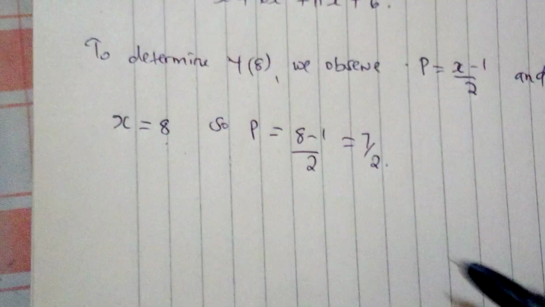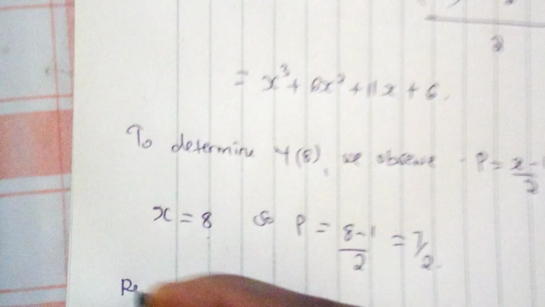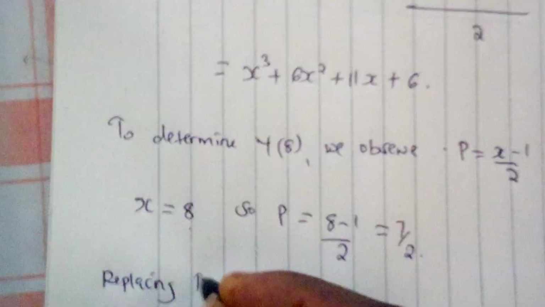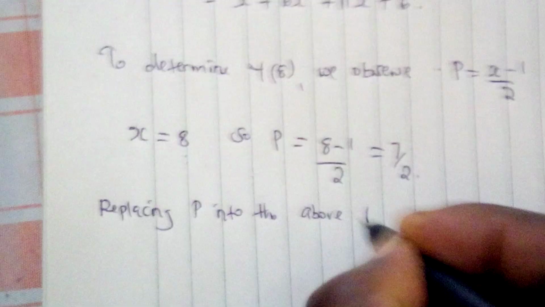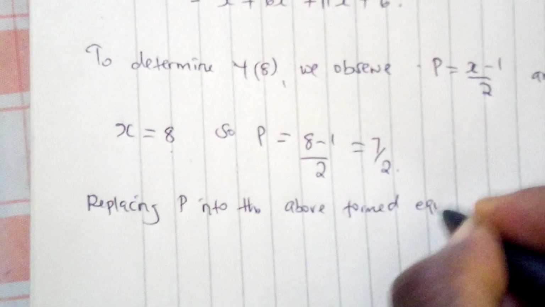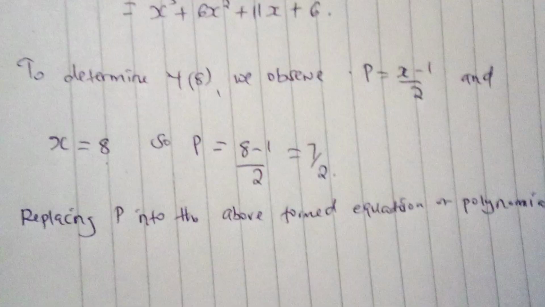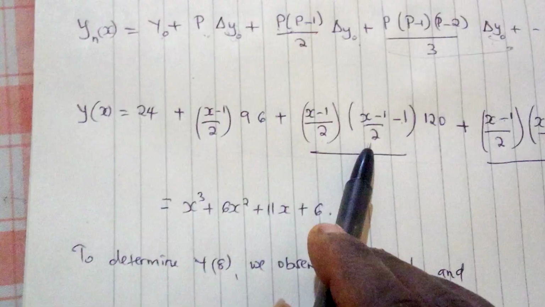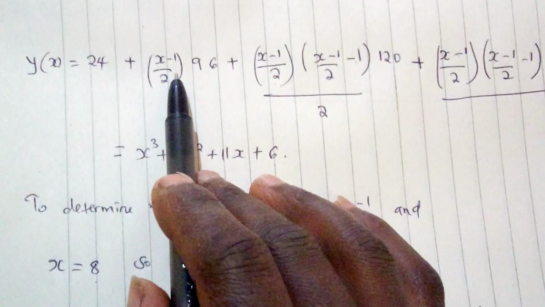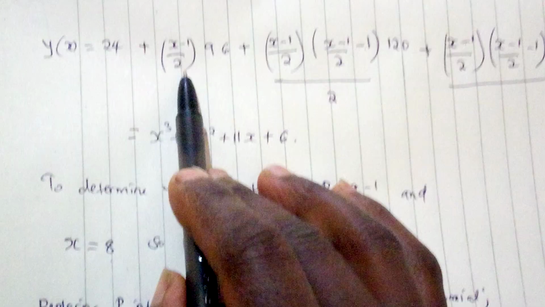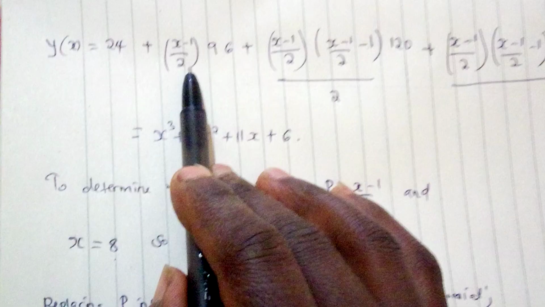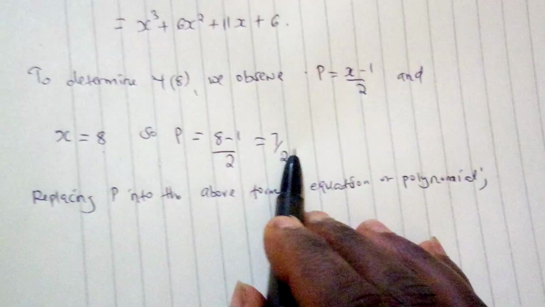So this will be the value of p. In what we formed here, we are going to replace it with 7 over 2. So replacing p into the above formed equation or polynomial. This is the polynomial here. Where there is p, x minus 1 over 2, you have to remember that that is our p. So we are going to replace this with 7 over 2 that we found here.